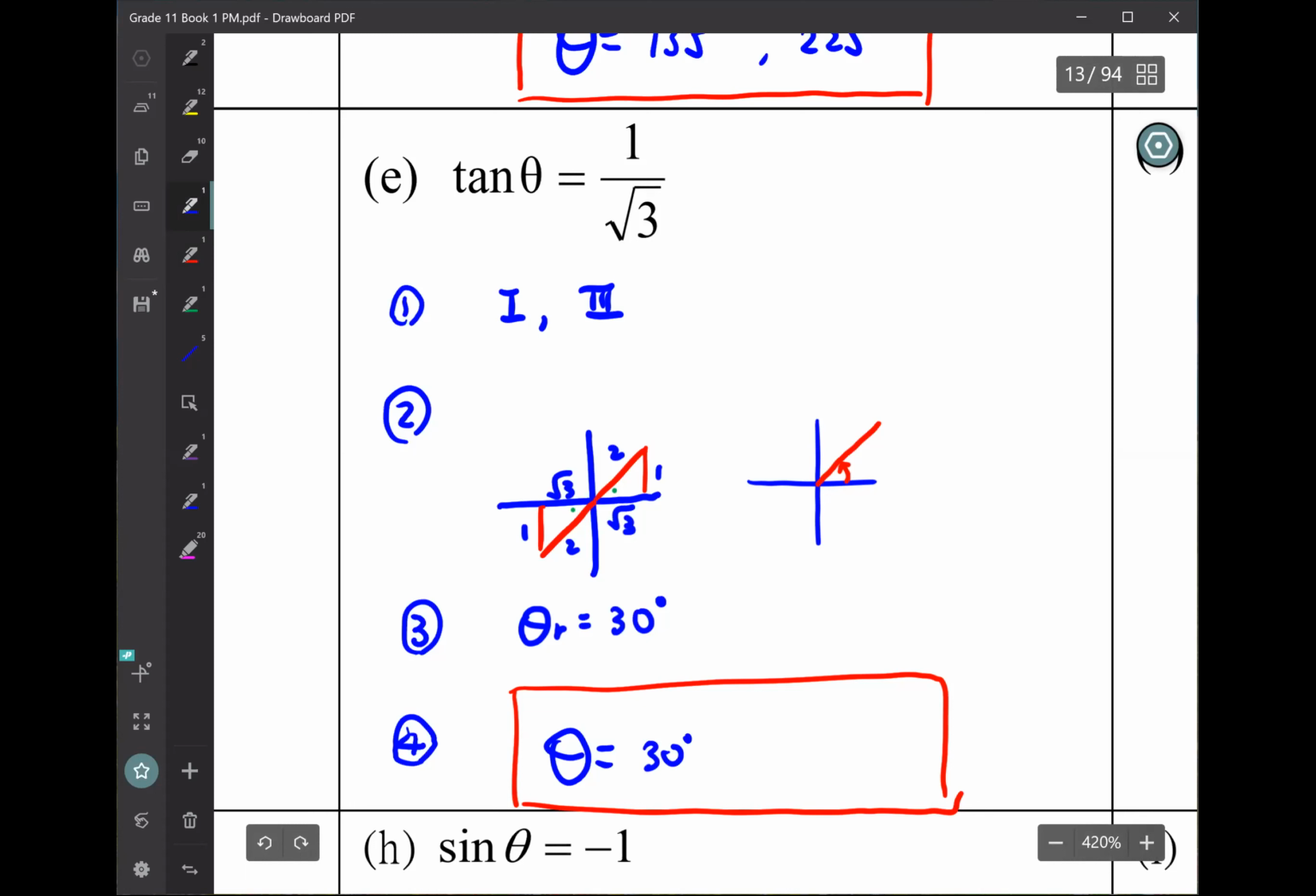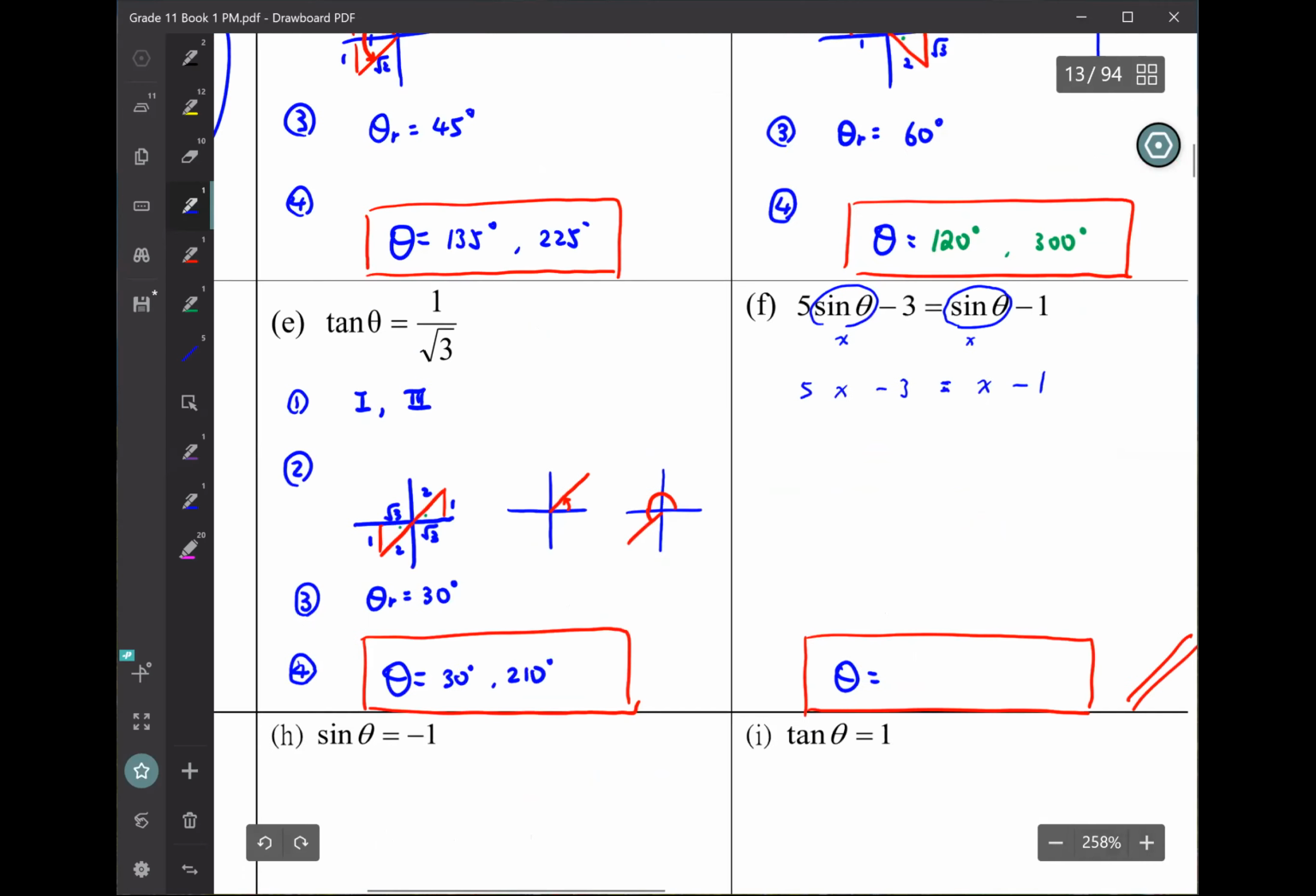Okay? You know how to get a second one? 180 plus 30? Yes, very good. Okay, it's in the third quadrant, so you have to go 180 and then a little bit more. So what would be the answer? Still you, Marcus? 210. Okay, 210. So that's E.